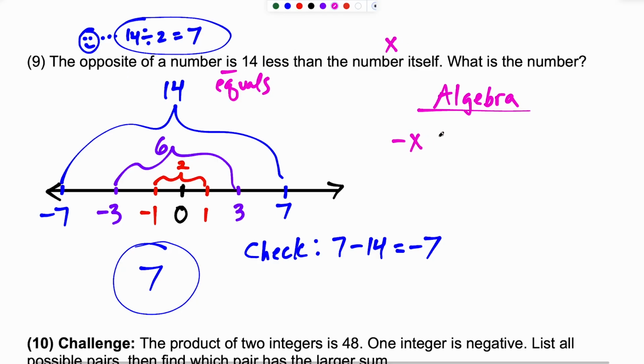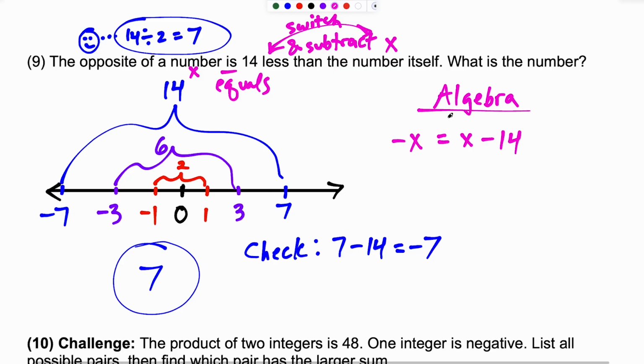So I would say negative x is, so the opposite of a number, so the number x, the opposite of that is negative x, is means equals 14 less than the number itself. So I would say x minus 14. When you say 14 less than, that tells us to switch these two quantities. So switch and subtract. Okay, so we switch and subtract.